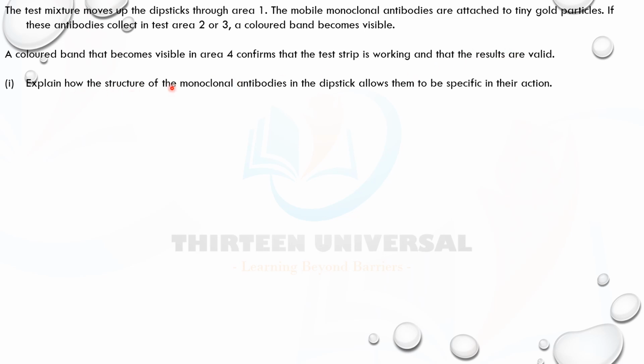Explain how the structure of monoclonal antibodies in the dipstick allows them to be specific in their action. Pause this video and try to solve this question. Remember that we are here working to solve questions. So explain, give reason, how the structure of the monoclonal antibodies in the dipstick allows them to be specific in their action.